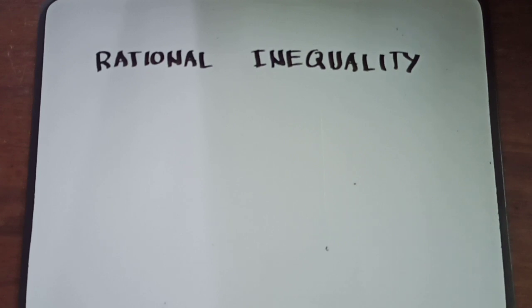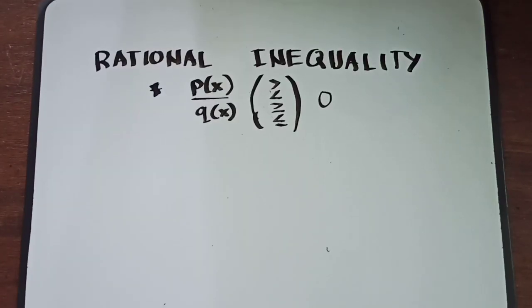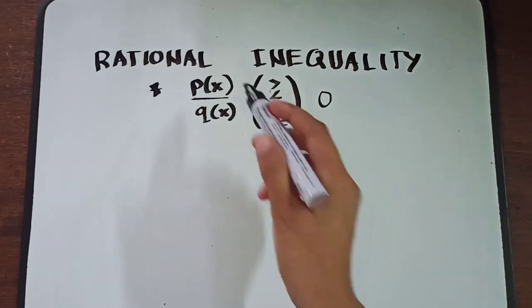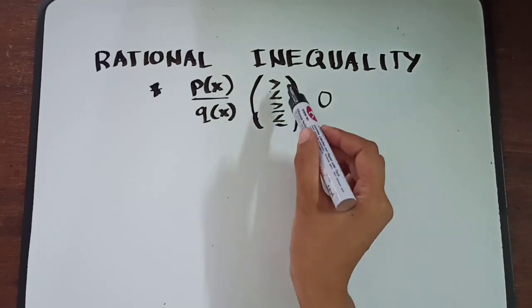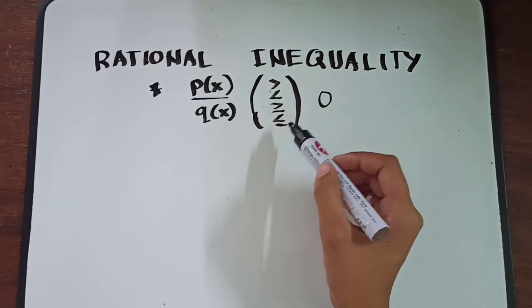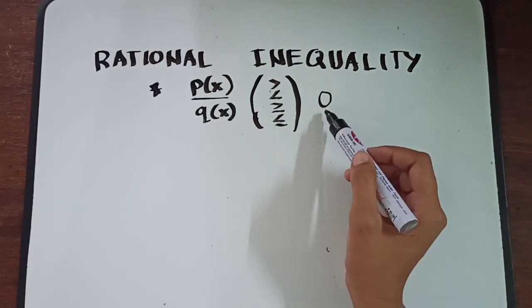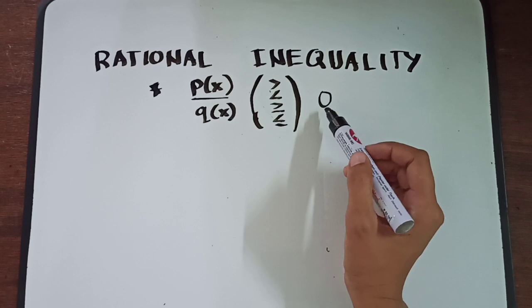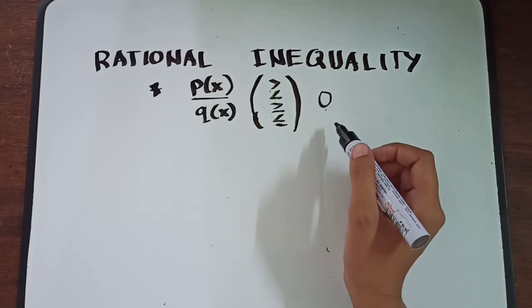Okay, so now let us proceed to rational inequality. So in solving rational inequality, it should be in the form of P of x over Q of x greater than or less than, greater than or equal or less than or equal to 0. Again, 0 lang po lagi ang matitira dito sa kanan.